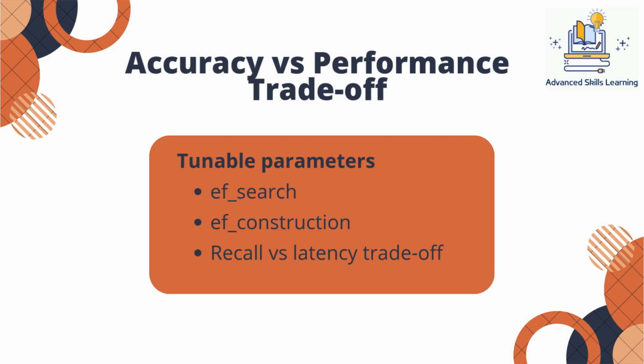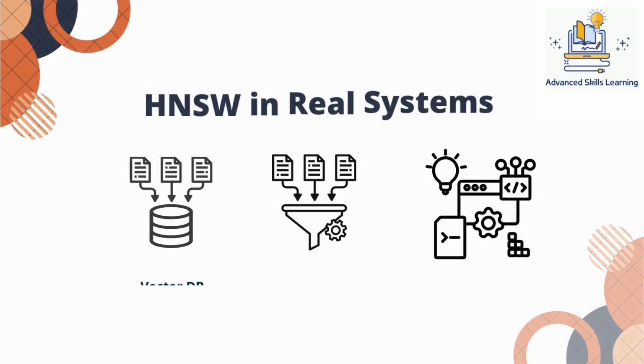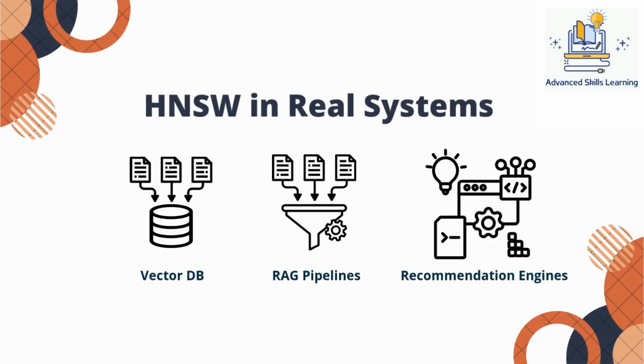Parameters such as EF_search control how many candidate nodes are explored during a search. Increasing this value improves accuracy and recall, while decreasing it improves speed and reduces latency. Similarly, EF_construction determines how well the graph is built during indexing. Higher values create a more connected graph with better search quality, at the cost of additional indexing time and memory usage. In modern Gen AI systems, HNSW is used extensively inside vector databases.